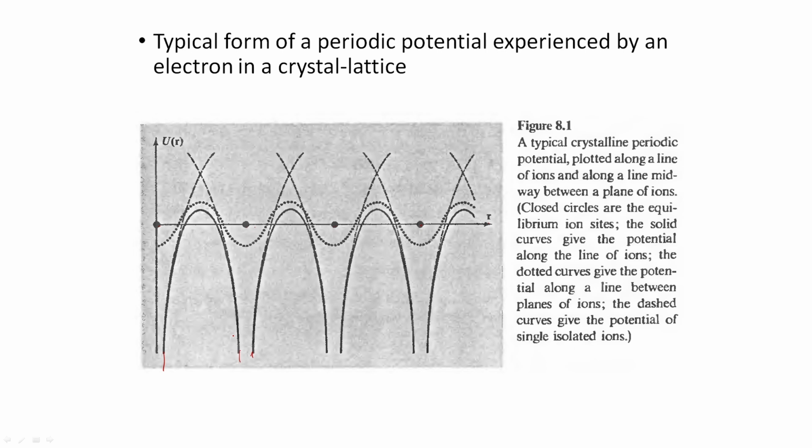As you can see, the solid curve provides the potential along the line of the ions, the ionic cores, and the dotted curve gives the potential along a line between the planes of atoms. The dashed curve gives the potential of a single atom. But just forget about that. The important thing you should remember is this periodic variation of the potential, which I have drawn in the last slides.